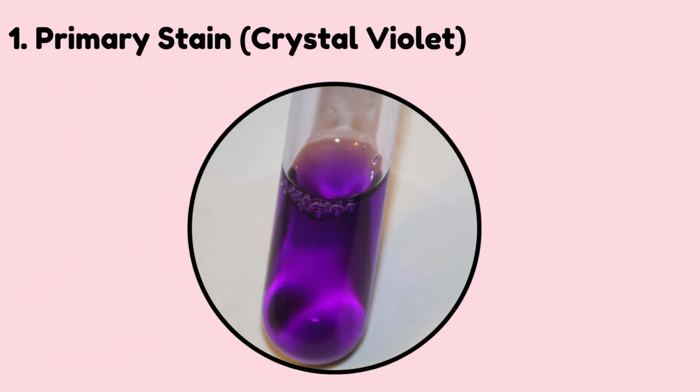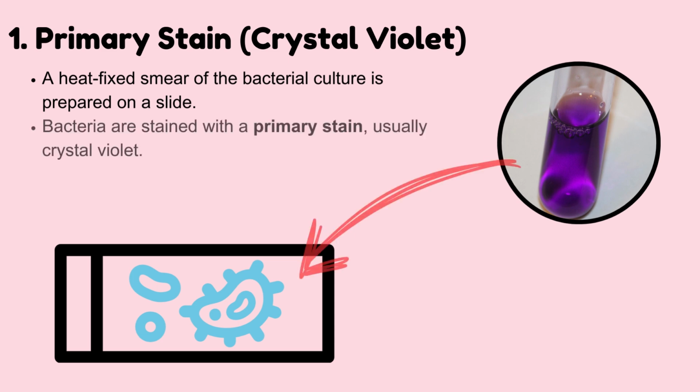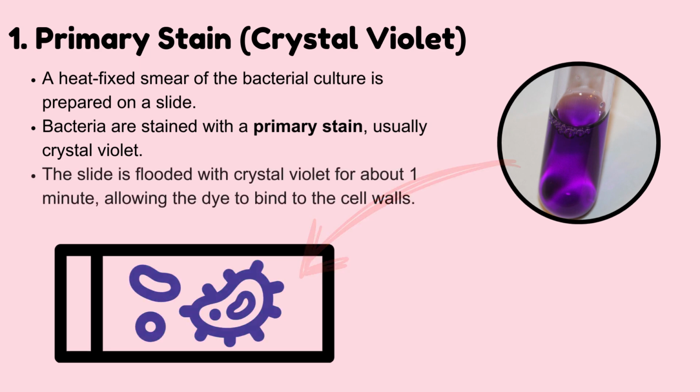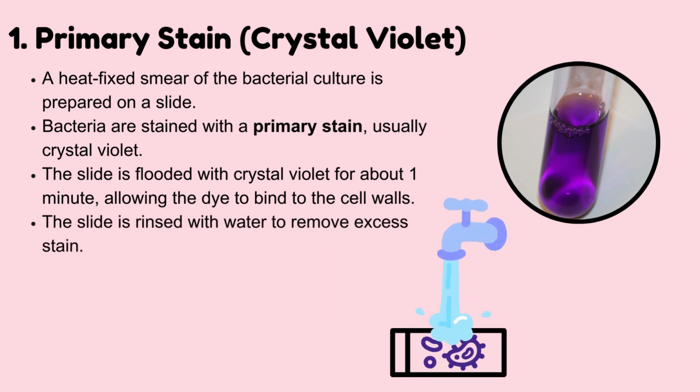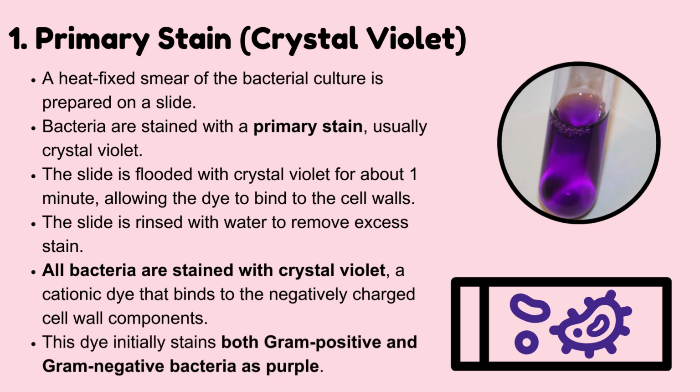Step 1. Primary stain, crystal violet. A heat-fixed smear of the bacterial culture is prepared on a slide. Bacteria are stained with a primary stain, usually crystal violet. The slide is flooded with crystal violet for about 1 minute, allowing the dye to bind to the cell walls. The slide is rinsed with water to remove excess stain. All bacteria are stained with crystal violet, a cationic dye that binds to the negatively charged cell wall components. This dye initially stains both gram-positive and gram-negative bacteria as purple.